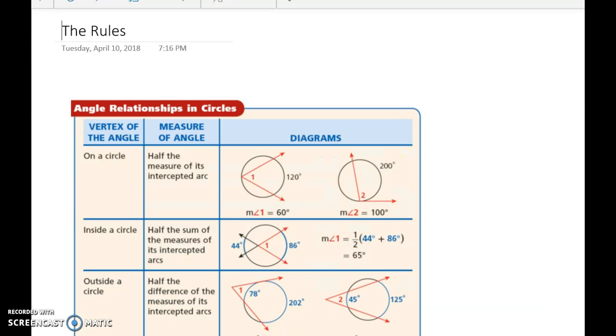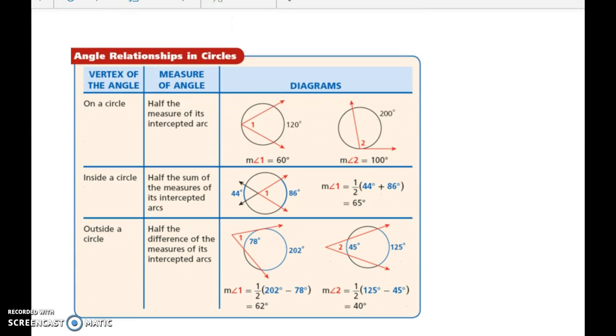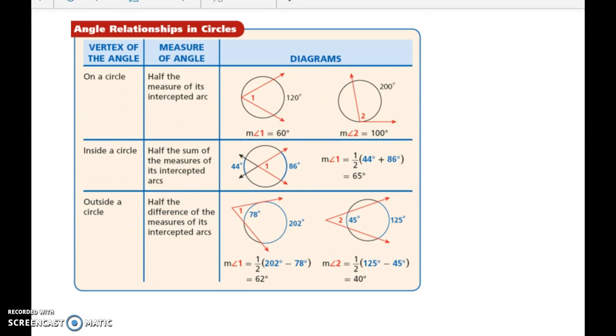Now, here are the rules that we talked about yesterday. The gist of it is, if the angle is on the circle, then the measure of the angle is equal to half the measure of the arc. I know that's kind of hard to see there, but the measure of the angle is half the measure of the arc.